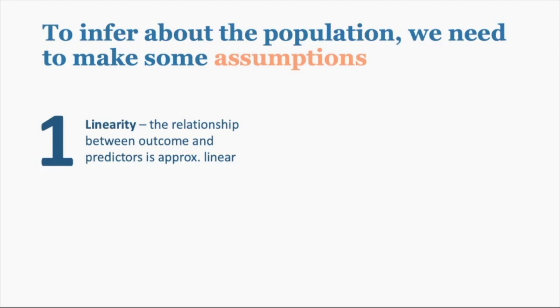The first assumption is linearity. It's that the relationship between the outcome and the predictors is approximately linear. There are ways to relax this. We're going to talk about polynomial regression and others in Unit 3. But the idea is that a line needs to represent the relationship well enough.